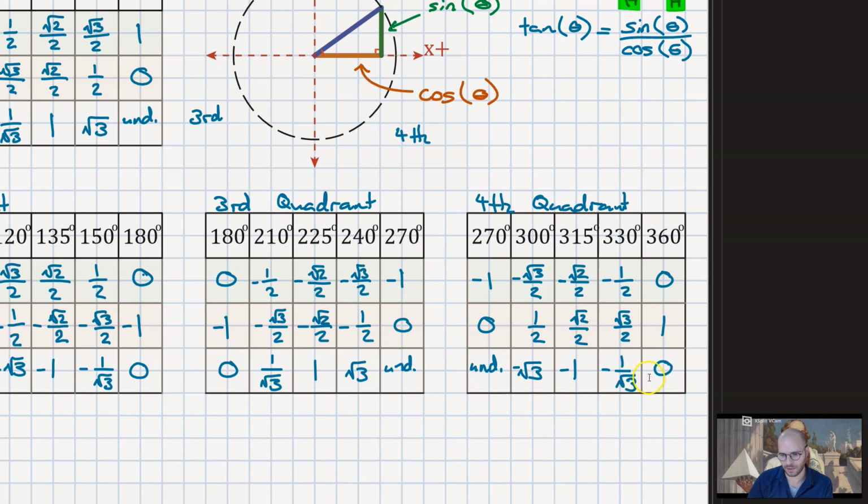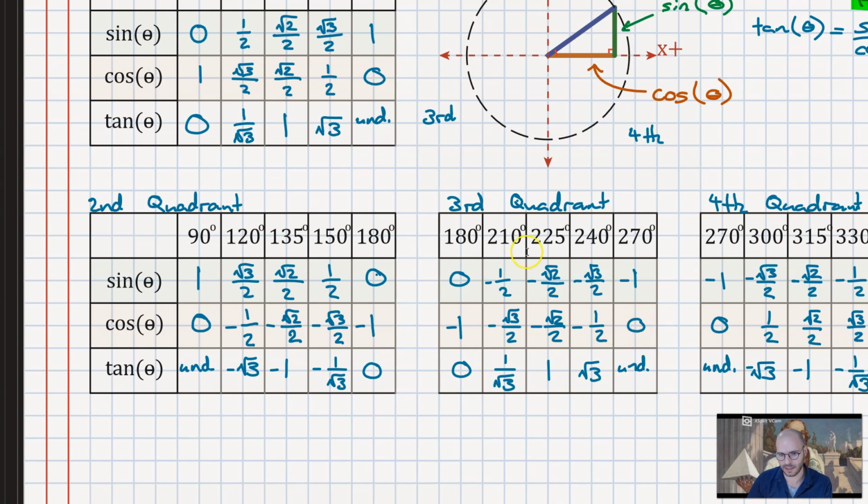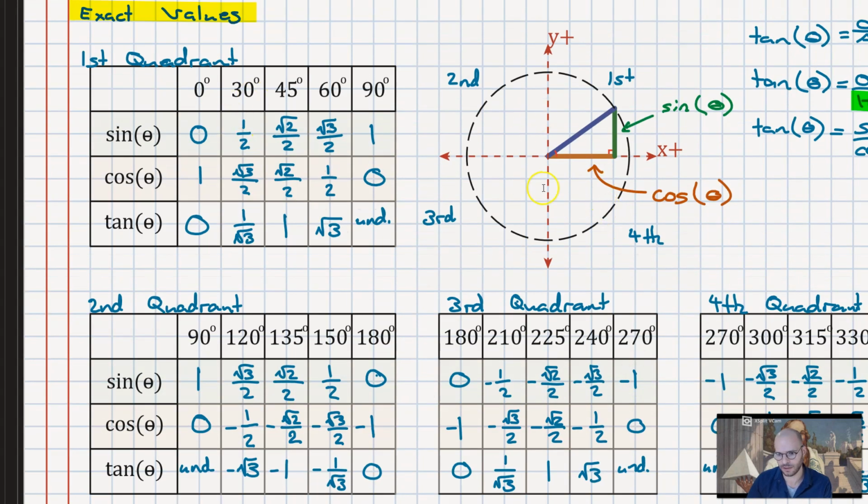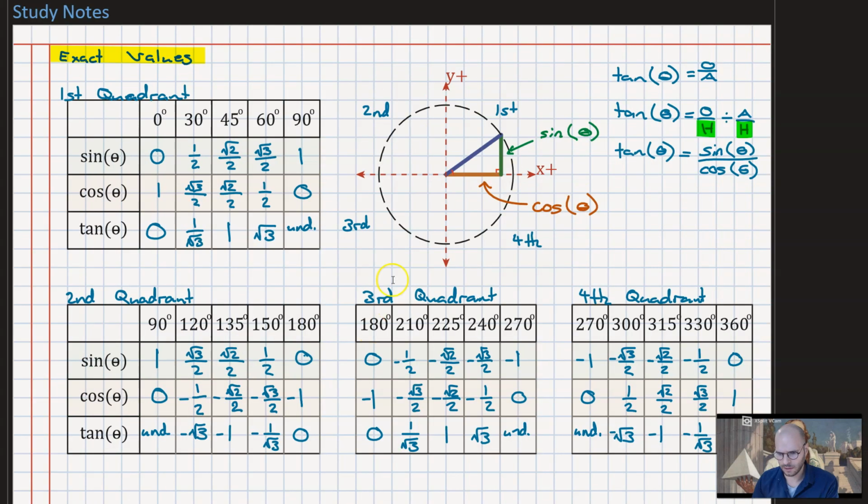And thus, what we have done is we have completed the exact value table for the unit circle for increments of 30, 15, 15, and 30 degrees. Given the length of this video, what we'll do is we'll leave it here for now, and in the next video we'll have a look at where these exact values actually come from from a geometric perspective.